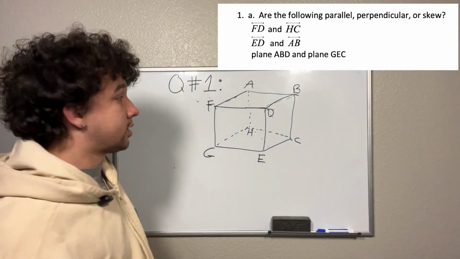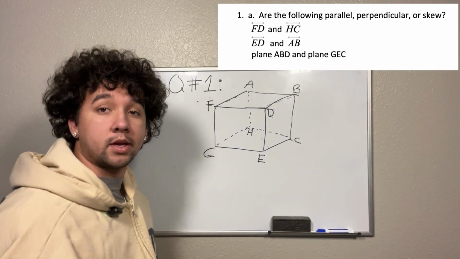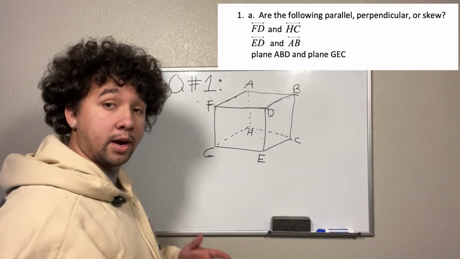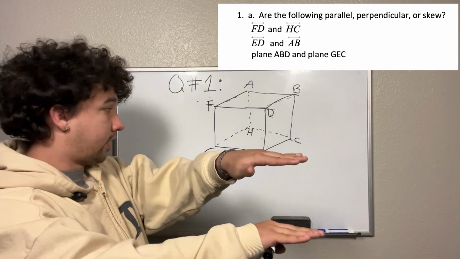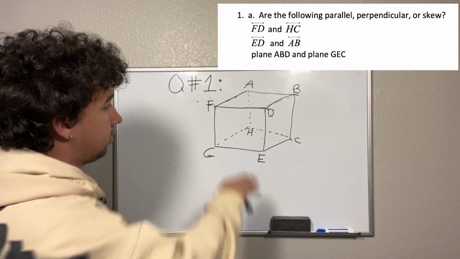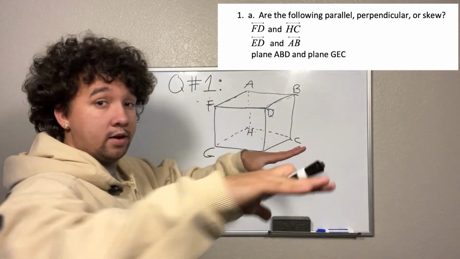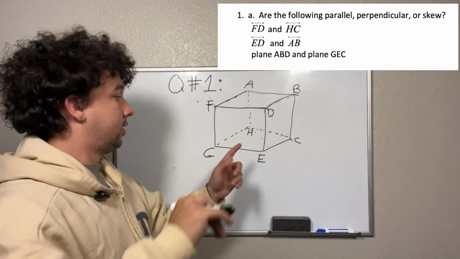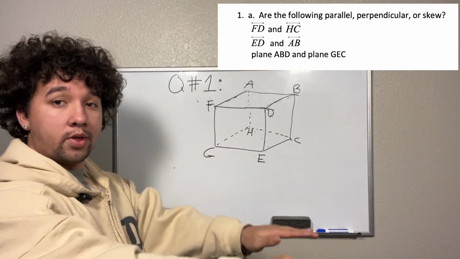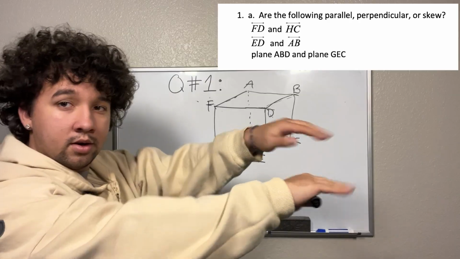All right, the next question is ABD and GEC: parallel, perpendicular, or skew? Well, again, parallel means that they will never intersect and they're going in the same direction, right? So in this case, look at this one on top. If I drew it out infinitely, it's going to be like the horizontal plane, just like a table. And GEC is directly below that. Again, horizontal plane. So in that case, parallel.